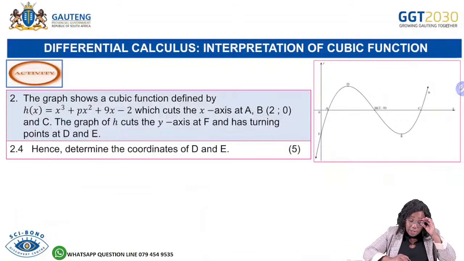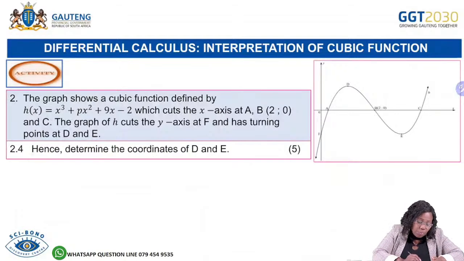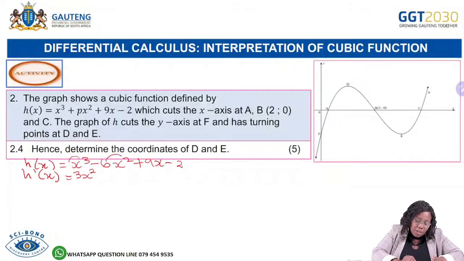And then from here, hence, determine the coordinates of D and E, of which these are the stationary points. Turning point of h(x) = x cubed. Remember, p is minus 6x squared plus 9x minus 2. So if you are looking at the stationary point, you need to differentiate this. That is 3 times coefficient, 3x squared. I know grade 12, you are now familiar with this.